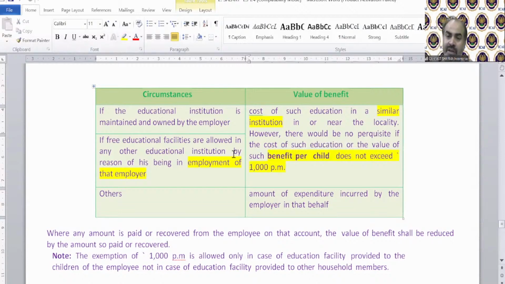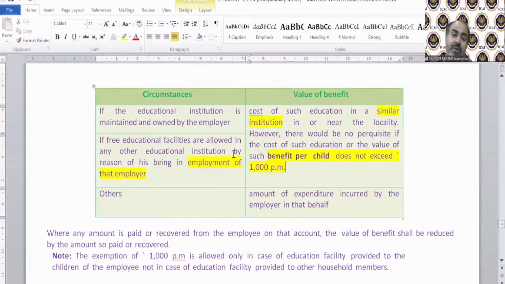For example, I am an employee in a school, and my employer says your child can study in our school without paying any fee. I have 3 children, all of them studying in the same school, and their fees are, for example, 1,200 rupees per month for each child, which my employer is bearing. I am not going to pay anything. So 1,200 rupees per month per child. Up to 1,000 per month per child will be exempted, and 200 rupees per month per child is going to be taxable.